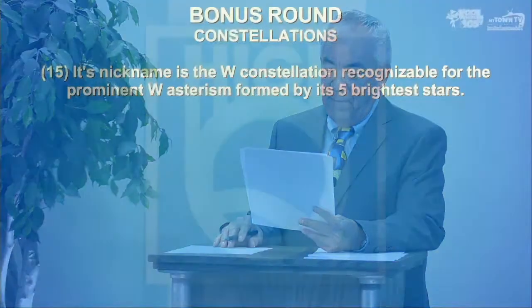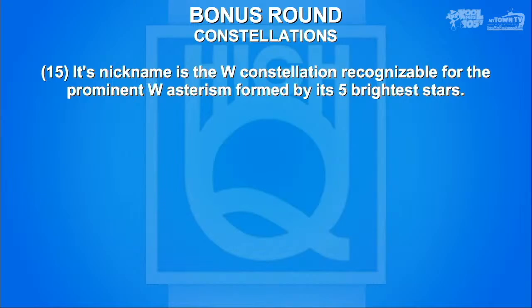Now, I have a constellations question for you, Minford, for 15. Its nickname is the W constellation, recognizable for its prominent W asterism formed by its 5 brightest stars. Coriolanus? No. 15 if you know. Cassiopeia. Cassiopeia is right.